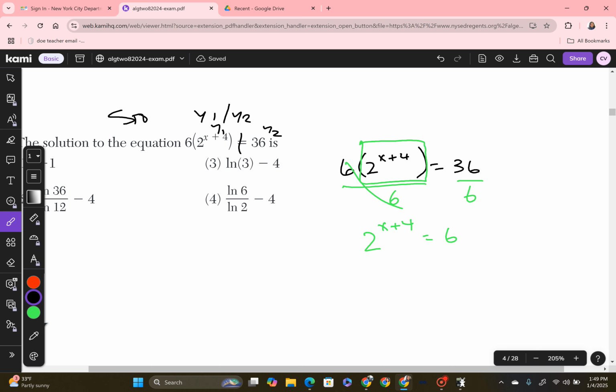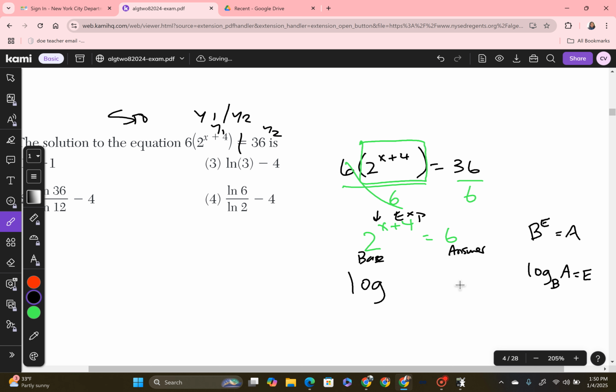Cool. So now what we want to do is find x, right? But the x is in the exponent. The opposite of an exponent is a log. So here's our base. Here's our exponent. Here's our answer. So we want to go from base, exponent, answer, and we want to go to base, answer, exponent. Okay, so let's do that.